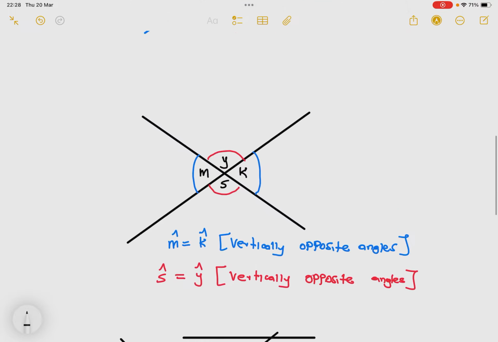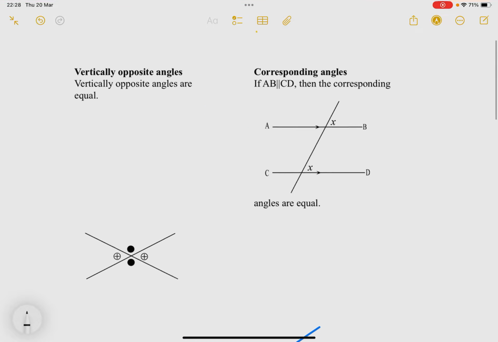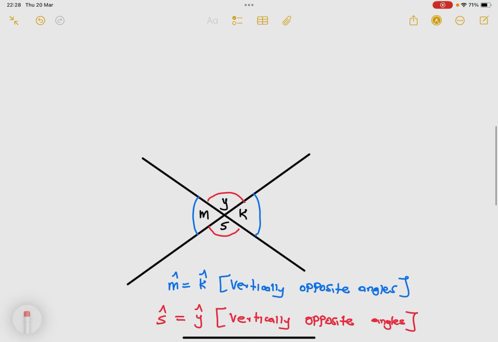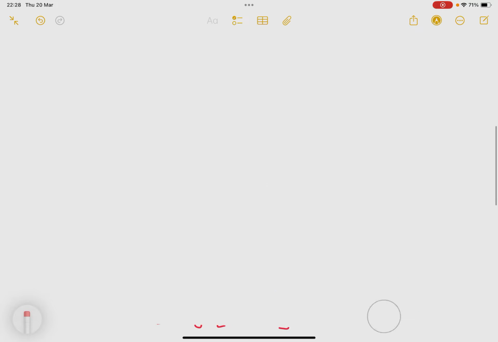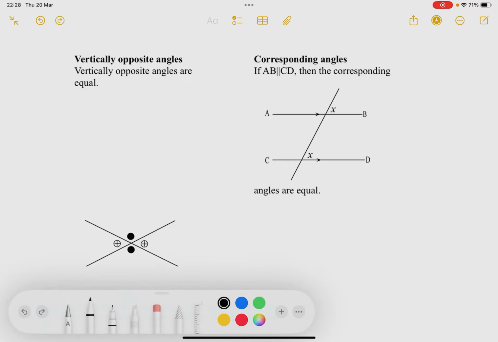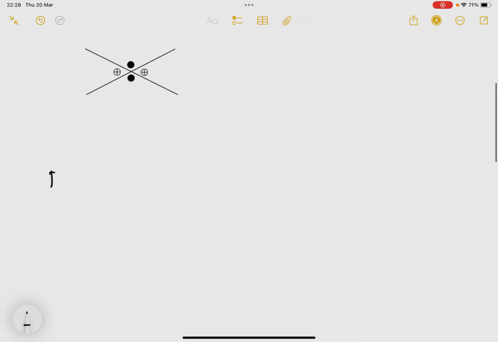Very important. I'm sure that you guys know about that. So now let's do this amazing one. We want to now speak about the properties of parallel lines. We want to speak about the properties of parallel lines.